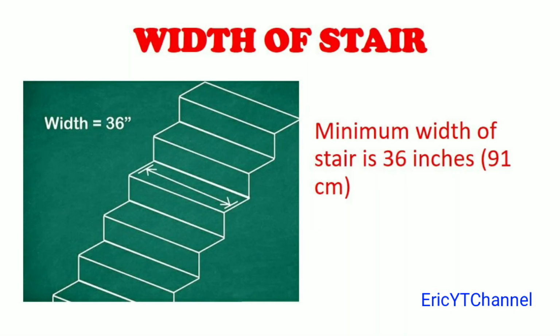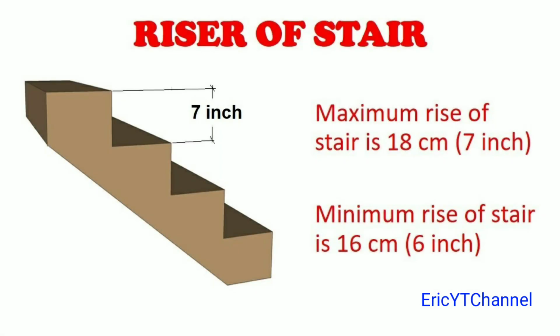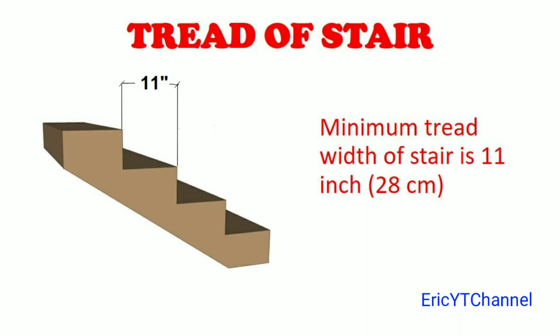Stair. Width of stair. Specification is minimum width of stair is 36 inches or 91 cm. Riser of stair. Specification is maximum rise of stair is 18 cm or 7 inches. Minimum rise of stair is 16 cm or 6 inches. Tread of stair. Specification is minimum tread width of stair is 11 inch or 28 cm.